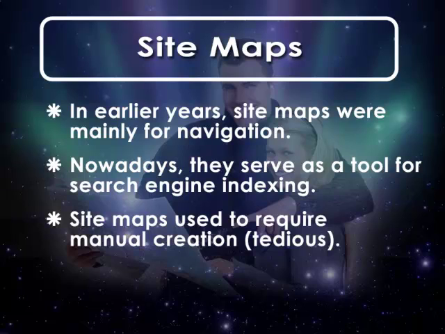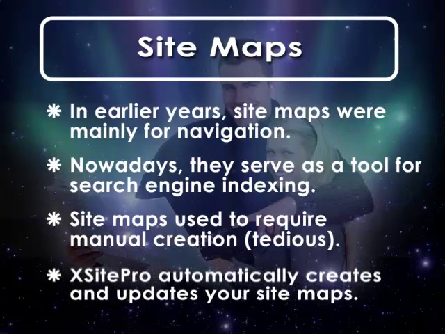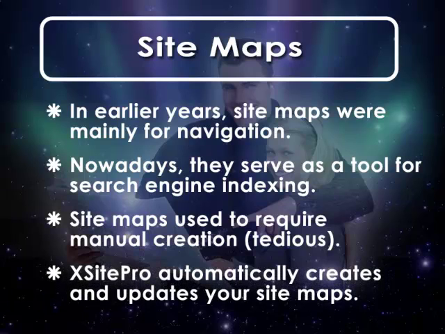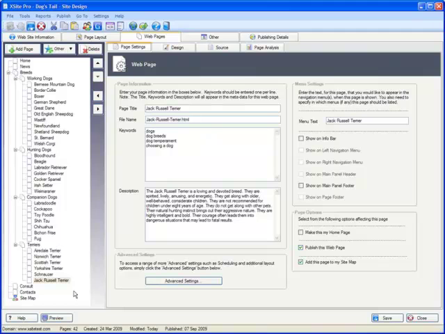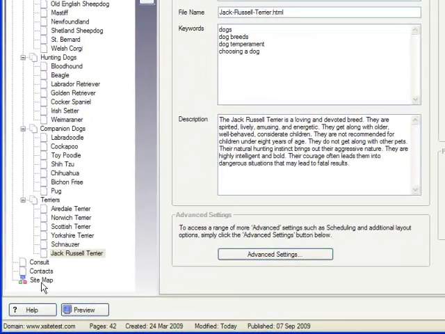Manual creation used to be the only way, which took hours or even days and needed to be manually updated every time you published a new page. XSitePro automatically updates your sitemap so that it's always right up to date. You don't have to lift a finger. In this tutorial, we'll be discussing two different types of sitemap files: standard sitemaps and search engine sitemaps. Let's talk about the first type.